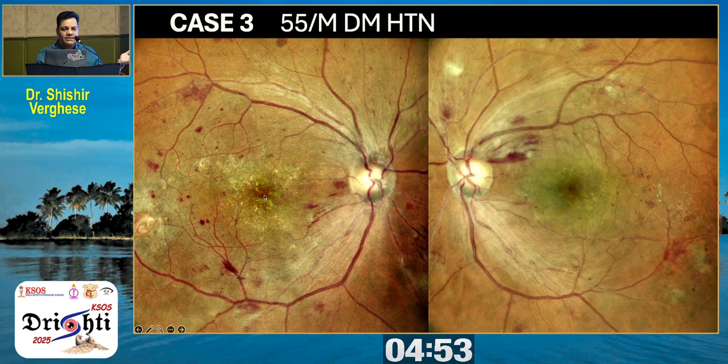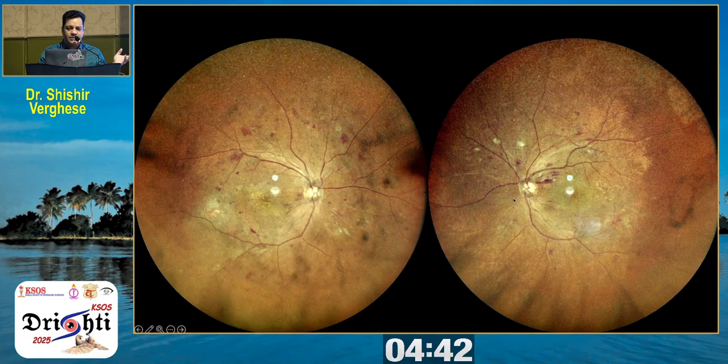Looks like CSME, you know, these yellowish spots there at the fovea there, and here also the left eye also has these kind of yellowish kind of fluid there in the left eye too. So this is the peripheral picture. Looks like a diabetic retinopathy, all hemorrhages, exudates.